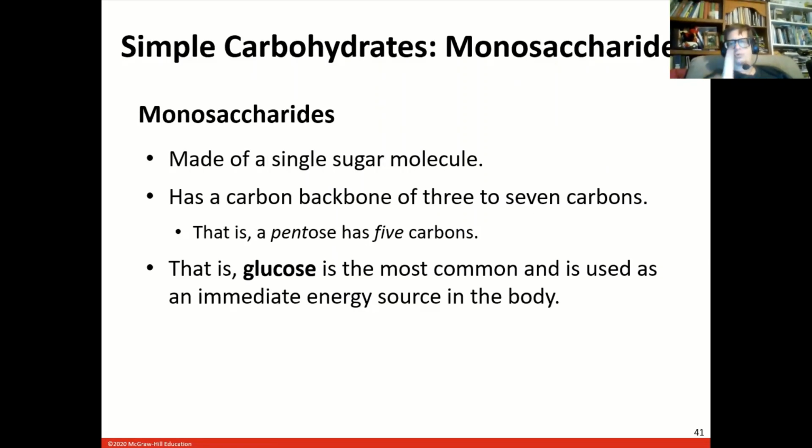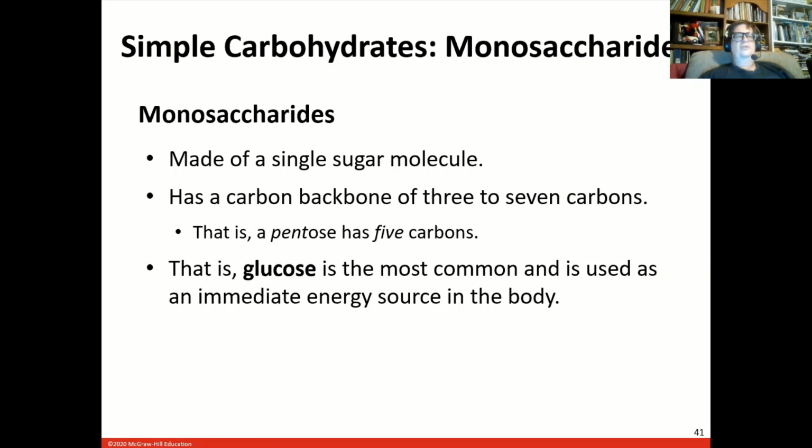Something's made out of one sugar, one. Mono means one. Like a monoplane has one wing, and a biplane has two wings, and a triplane, like Snoopy and the Red Baron, the Fokker DR3, had three wings. So anyway, mono for one, and a monosaccharide is a single ring of carbon sugar. It has a carbon backbone of 3 to 7 carbons. Pentose, for example, has 5, like pentagram. Glucose is the most common monosaccharide.